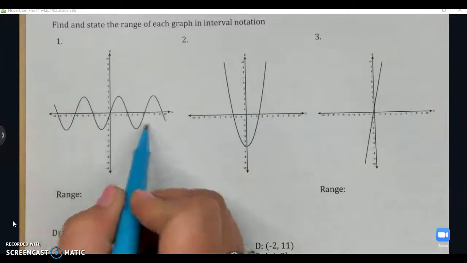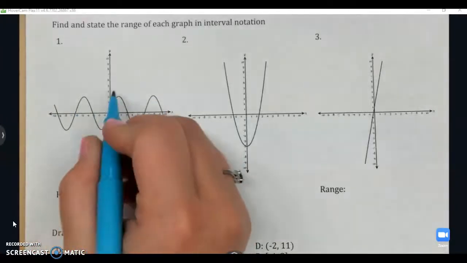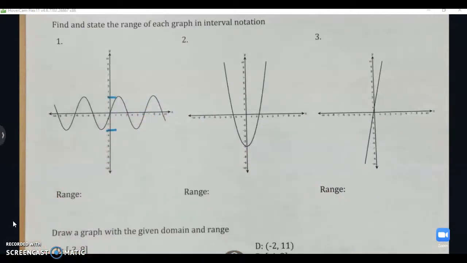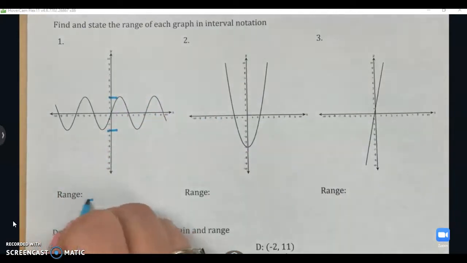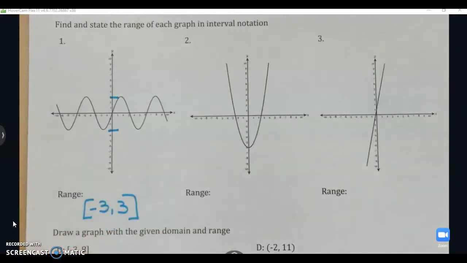So on number 1, this graph is bouncing back and forth, up and down from negative 3 to positive 3 and all the infinite numbers in between. So my range for that is going to be from negative 3 to positive 3, both with brackets because I don't have any breaks or holes or open circles in my graph.